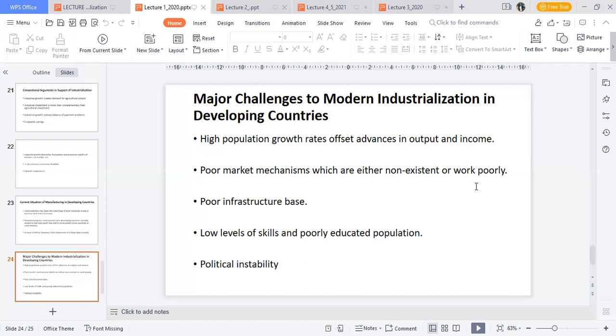Low level of skills and poorly educated population. It's quite fortunate that gradually Ghana is growing into a very good country, a very advanced country, where we are much focused on education too. So one of the challenges facing industrialization in Ghana now, or Africa now, is low level of skills and poorly educated population. Okay.